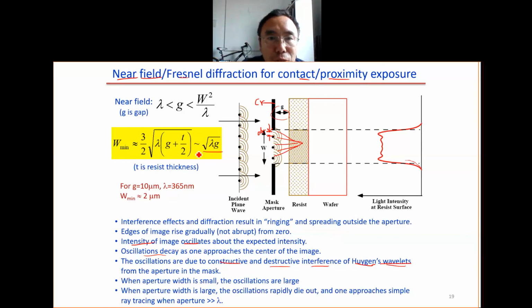Roughly this is it, but here you have G plus T over 2. That means the gap is counted from here to the middle. The resist thickness is T. The gap plus half T means the gap is considered from here to the middle of the resist. And there is also a factor of 3 over 2 in the front. This formula is very difficult to derive, so you just need to know about it. It's okay. Roughly, lambda G is the resolution for proximity exposure.